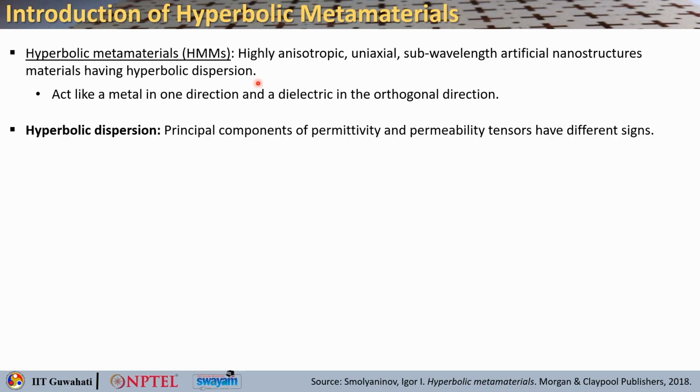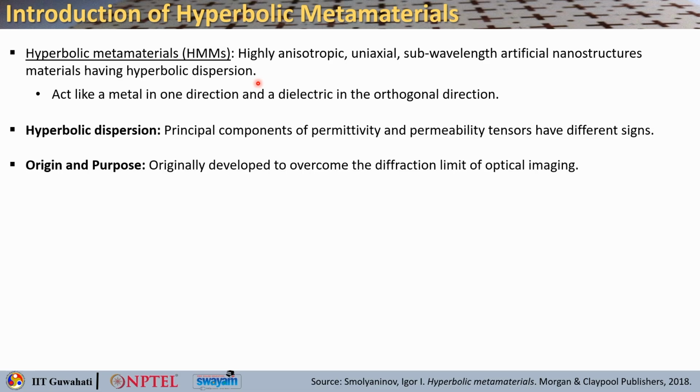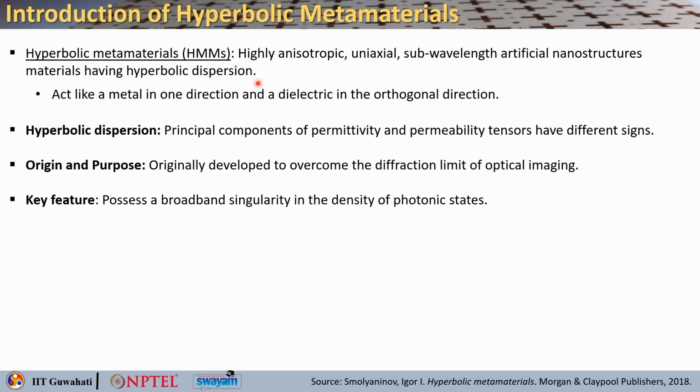Normally, all natural materials, or even the other metamaterials that we have designed till now, have the same sign for the electric permittivity and permeability tensor, okay. But in hyperbolic dispersion, the principal components of the permittivity and permeability tensors have different signs. The origin and purpose of this is that it was initially developed to overcome the diffraction limit of optical imaging, and we will discuss how it works in this particular lecture.